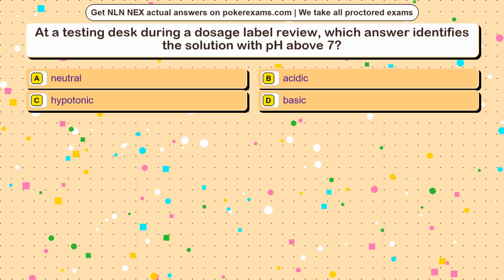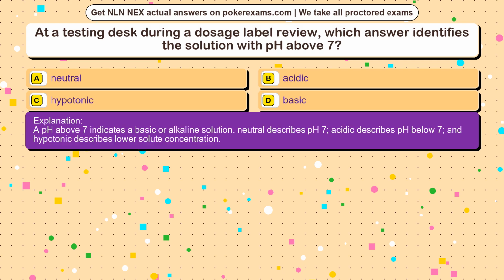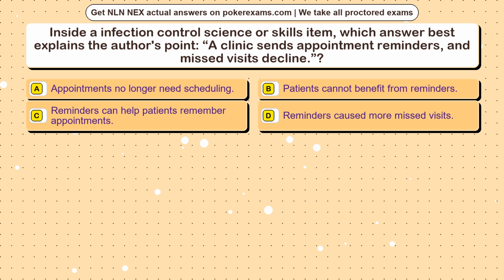The correct answer is option. A pH above 7 indicates a basic or alkaline solution. Neutral describes pH 7, acidic describes pH below 7, and hypotonic describes lower solute concentration. Question 24. Inside an infection control science or skills item, which answer best explains the author's point?